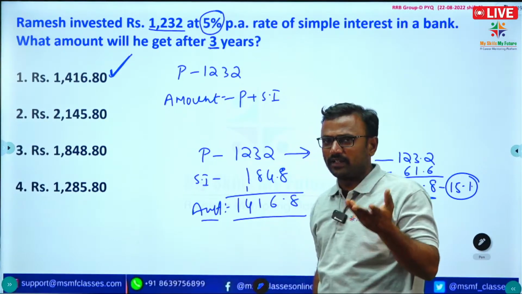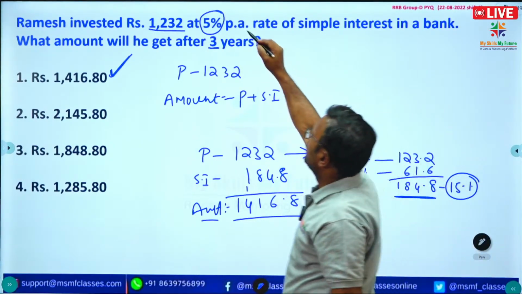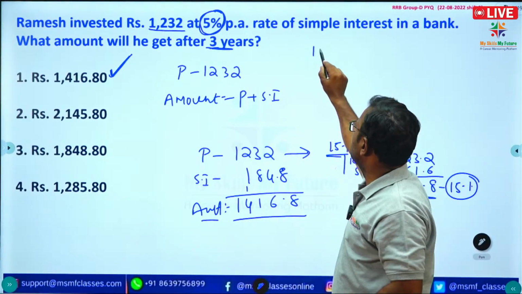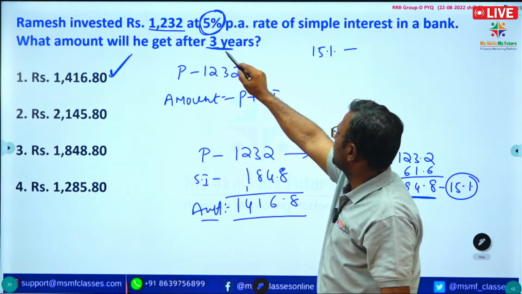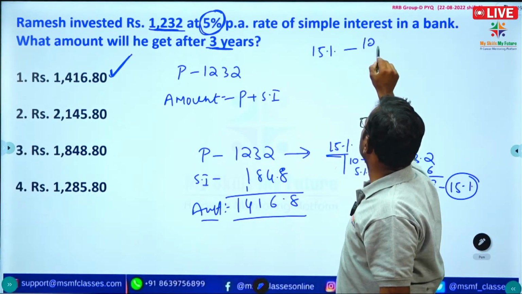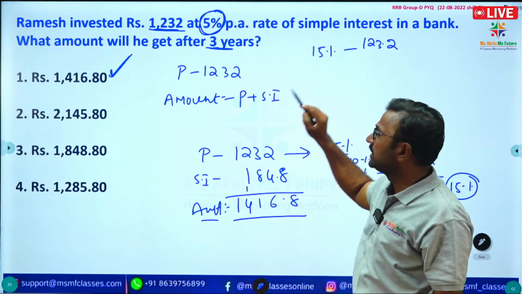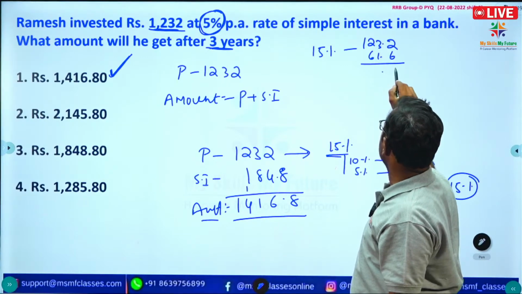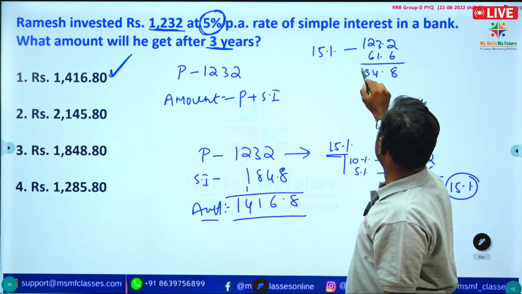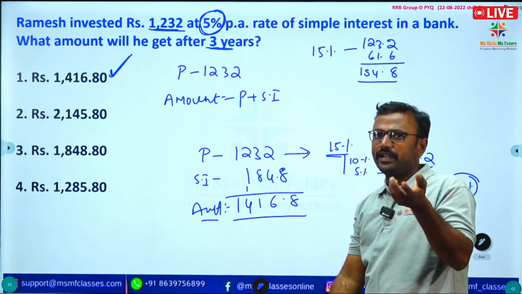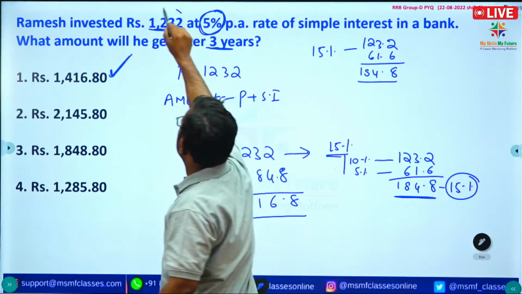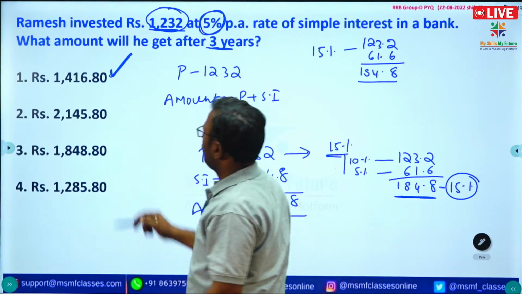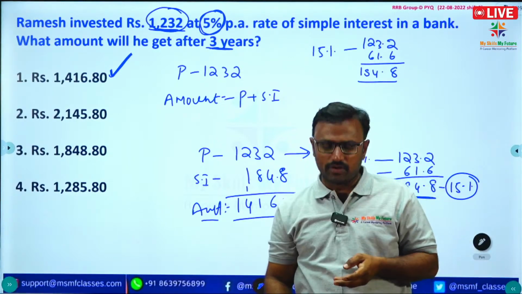No need to write PTR by 100. Here we have 5% per annum, calculating for 3 years, so 5 threes are 15%. For 15%, first take the 10%, which is 123.2, and half of it is 61.6. If we add this value, we get 184.8, which is the 15% of this amount. So amount is principal plus simple interest, and option 1, 1416.8, is correct. Next question.